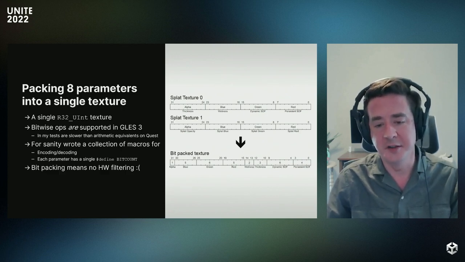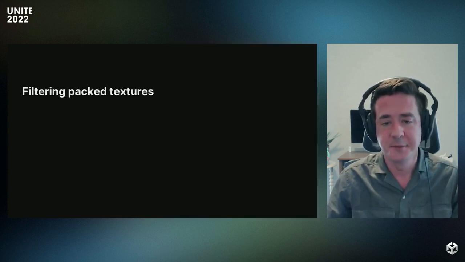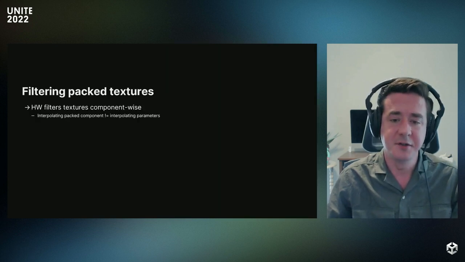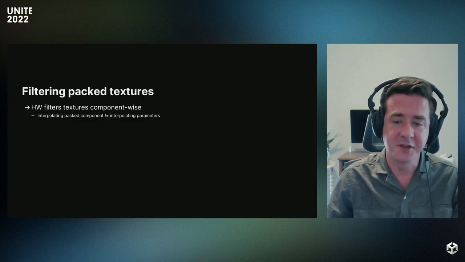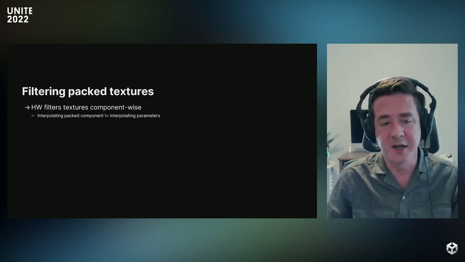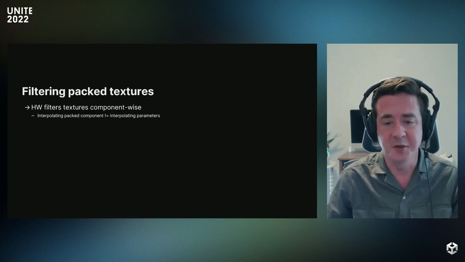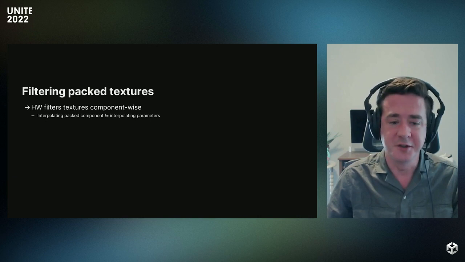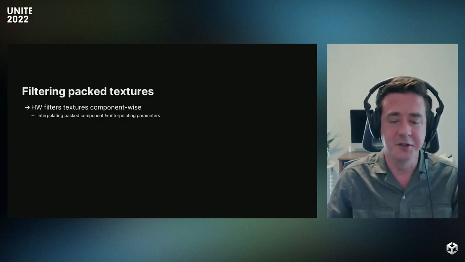Unfortunately, though, bit packing means no hardware filtering, which is not fantastic. So how do we get around this? So the issue is that hardware filters textures at the component level, which makes sense. You have red, green, blue, alpha, each is a number. You're simply interpolating between those two. If those numbers aren't actually numbers themselves, but the result of several smaller amounts of data packed into them, then the end result is not going to be equivalent to the interpolation between those individual parameters.